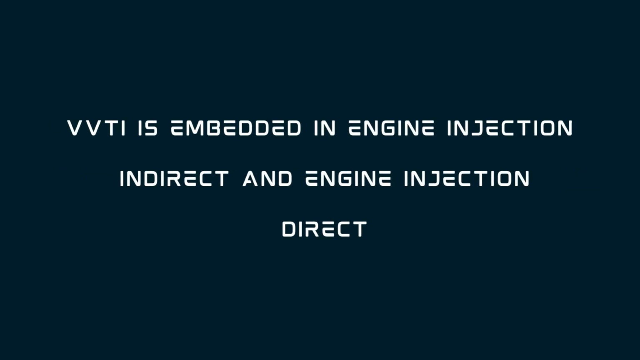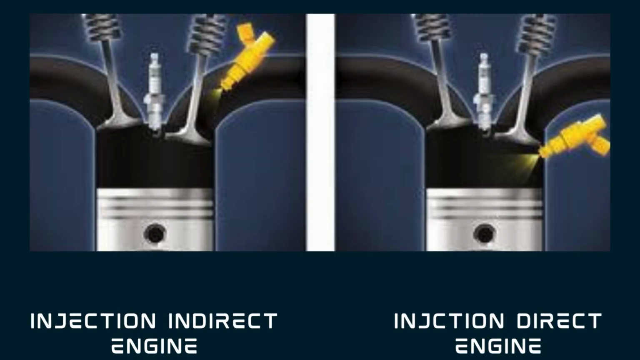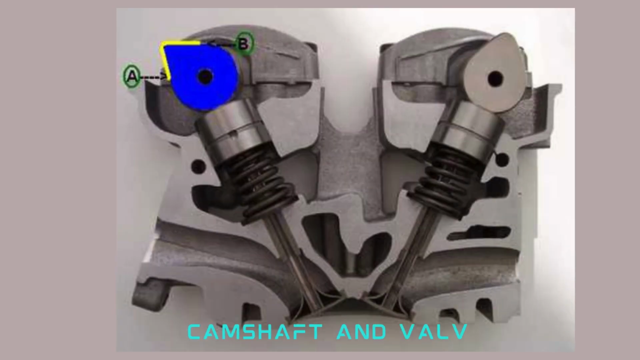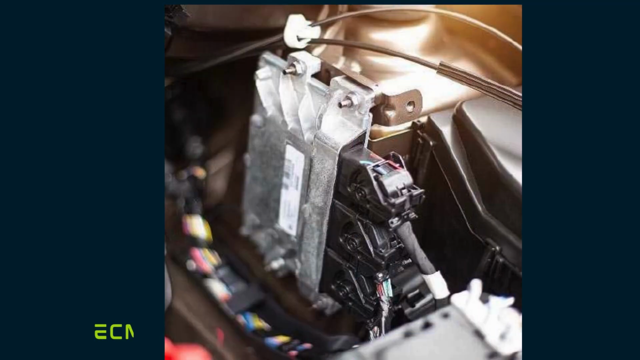We will be showing variable valve timing intelligent technology for indirect injection engines. This VVT can be used in both direct and indirect injection engines. VVT is a technology that regulates the opening and closing of the intake and exhaust valves efficiently so that gasoline is saved and exhaust emissions are reduced.